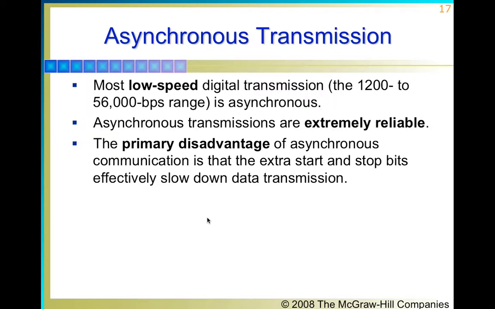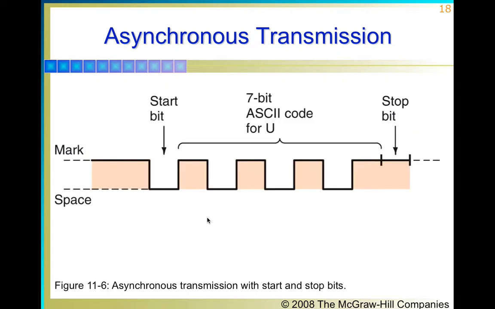You can see over here that in digital transmission, where we have quite low data rates, like from 1200 to 56,000 bits per second, we can use this asynchronous transmission technique, which is very reliable. Its primary disadvantage is that we are sending other bits besides the information bits, which might slow down our data transmission rate.